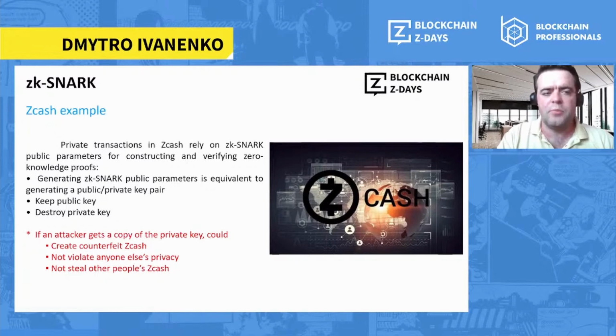It's the situation when private transactions in Zcash rely on public parameters for constructing and verifying zero-knowledge proofs. Generating public parameters is equivalent to generating a public and private key pair, and you need to keep the public one and destroy the private key.